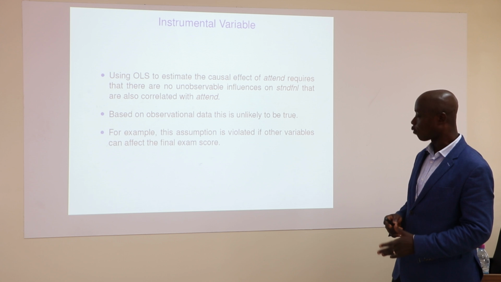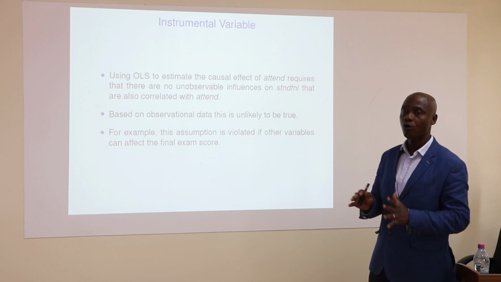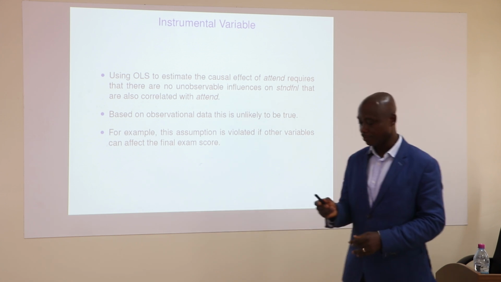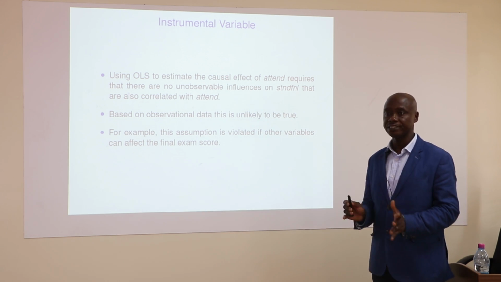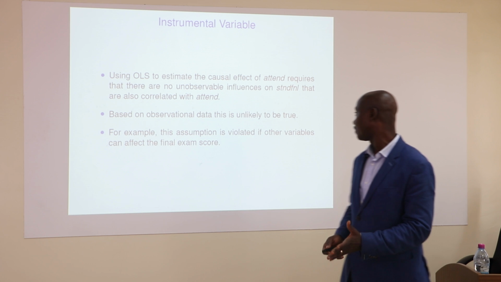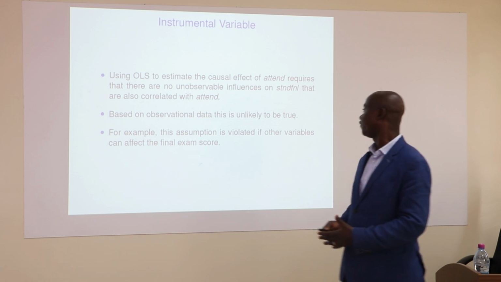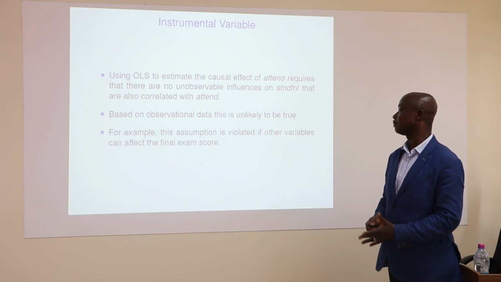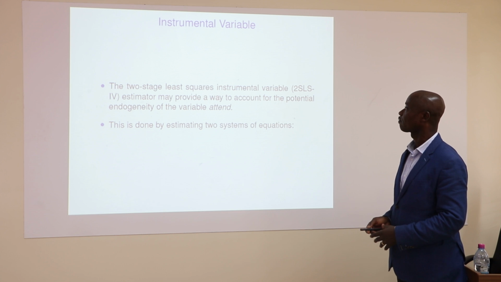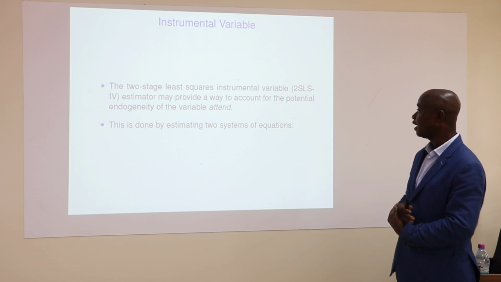Using OLS to estimate the causal effect of attendance on performance requires that there must be no unobservable influences on performance that are also correlated with attendance. And this moment condition must be achieved. It's difficult to achieve this moment condition because we are using observational data. For instance, this assumption may be violated if other variables can affect the final exam score, like parental income and the test language. Now, the two-stage least squares instrumental variable can therefore help us to address the issue of endogeneity.